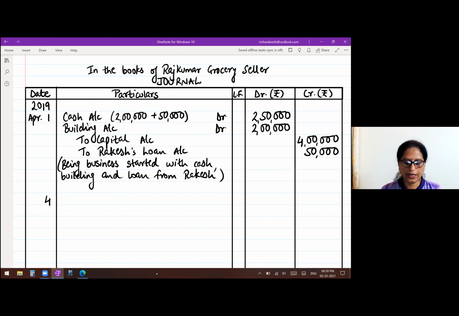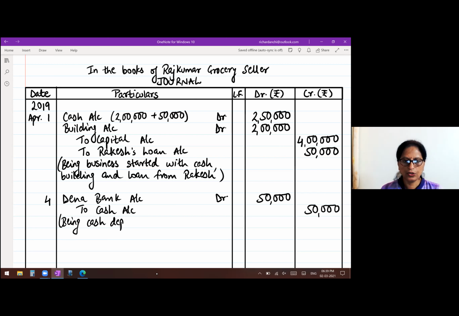So write the journal entry: Dena Bank account debit 50,000, to cash account 50,000. Narration: being cash deposited into bank.